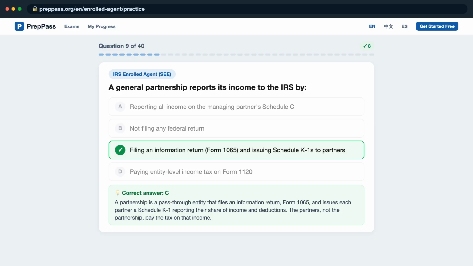A partnership is a pass-through entity that files an information return, Form 1065, and issues each partner a Schedule K-1 reporting their share of income and deductions. The partners, not the partnership, pay the tax on that income.